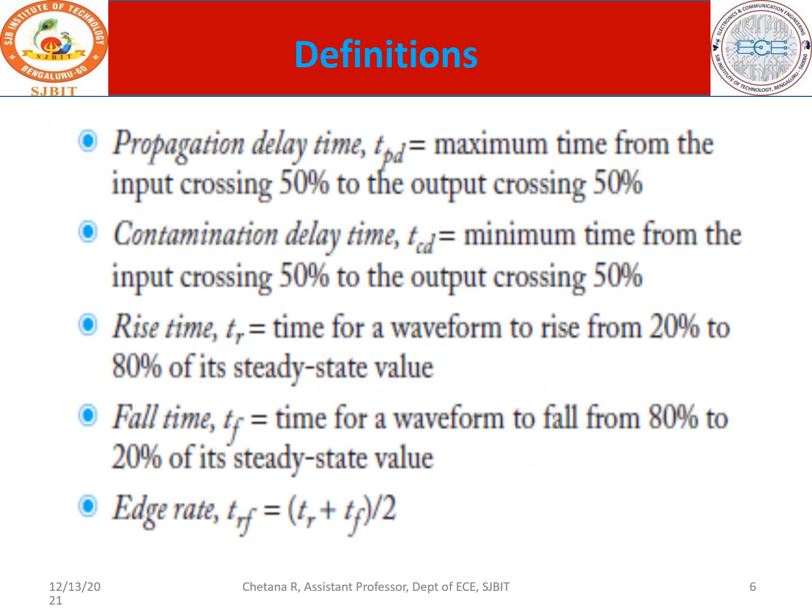The definitions given here are as follows. Before we begin with the next topics, we need to understand a few of the technical terms. To begin with, we have the propagation delay time. As we all know, propagation delay time is the time required for the information to move from one node to another node. This is the generalized definition, but when we talk in terms of VLSI, we need to be more precise, and it is defined as the maximum time from the input crossing 50% to the output crossing 50%.